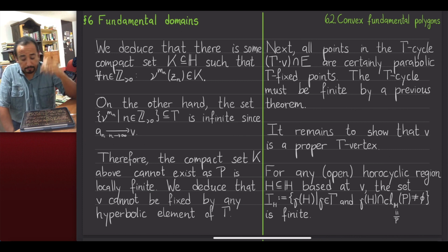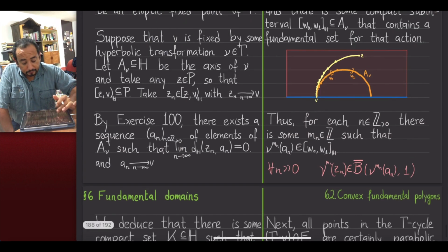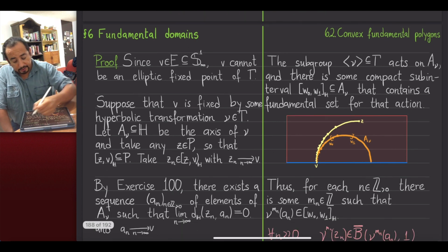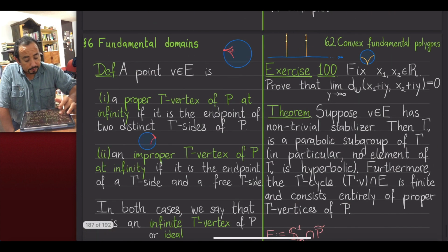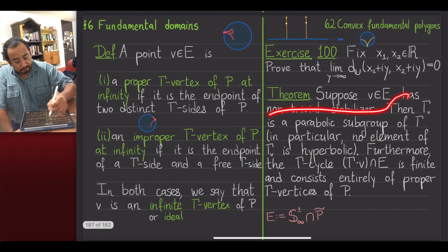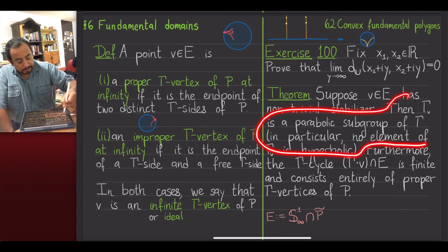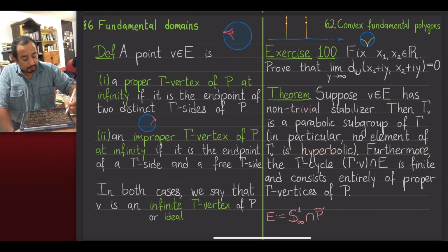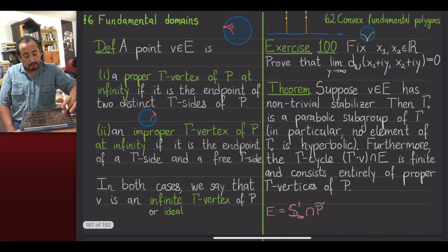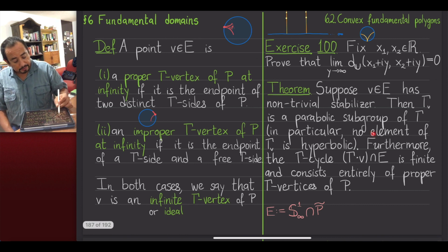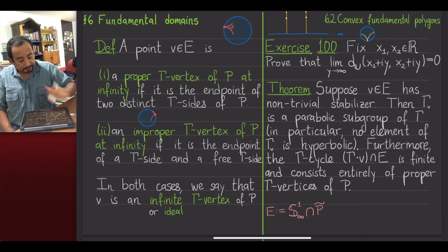So something must be wrong. So what's wrong? Well, we started with this assumption. So that's the assumption that must be wrong. And this shows the first statement of our theorem. So this shows that all the non-identity elements of the stabilizer of V are parabolic Möbius transformations. All right, now the second statement, that the gamma cycle of V is finite.